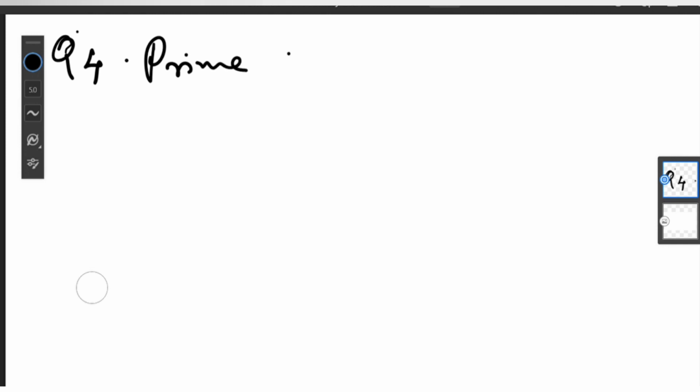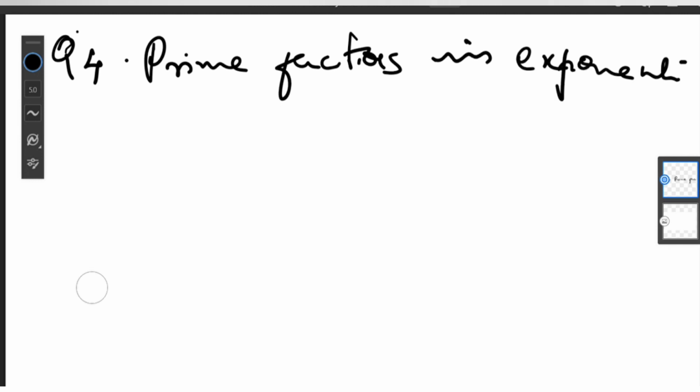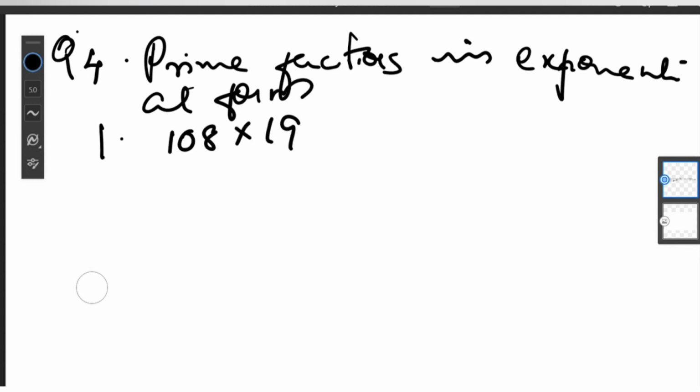Okay, so next question. Next we have to express as a product of prime factors. Question number 4. Express each of the following as a product of prime factors only, in the exponential form. Exponential form. Okay.